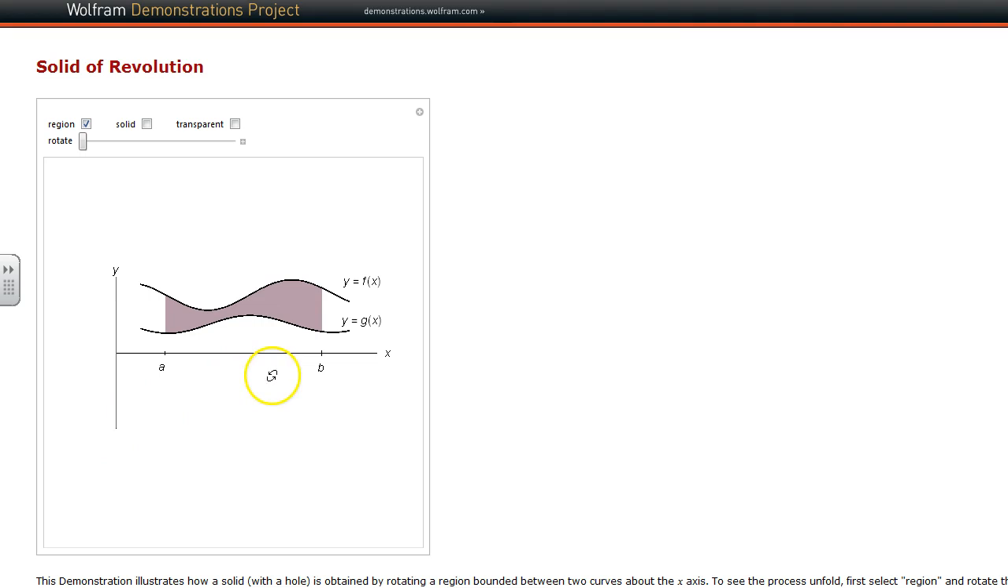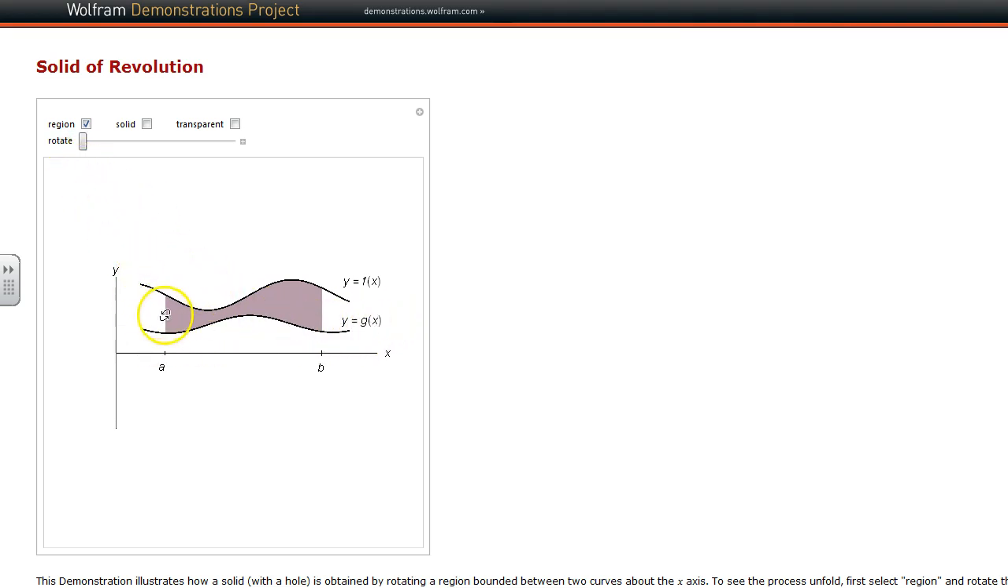We are going to discuss something known as solids of revolution, or volumes of revolution. Basically, we have two functions, f of x and g of x. In Calculus 1, you learned how to find the area between these two. It was the definite integral between a and b under f of x minus the definite integral between a and b under g of x, right?